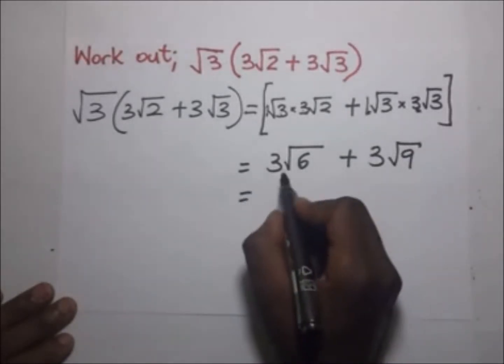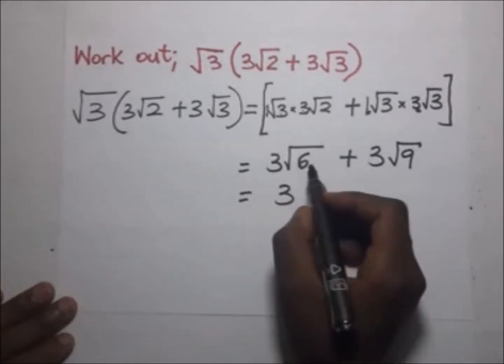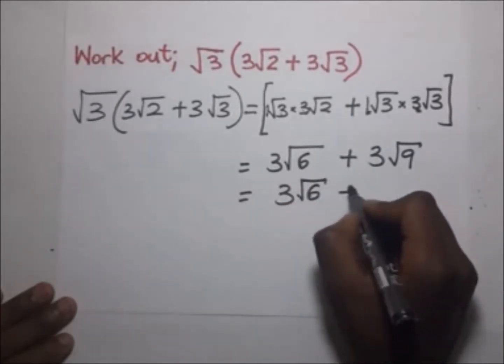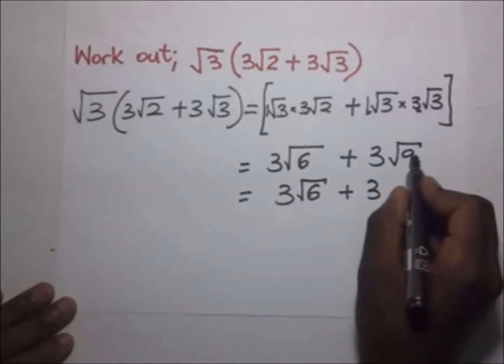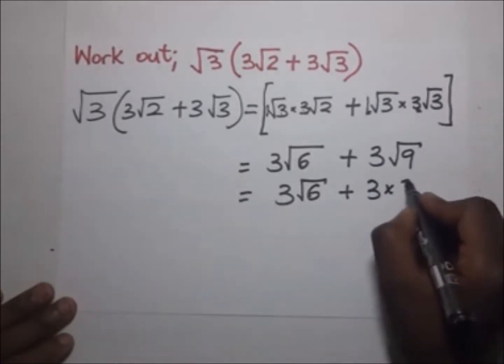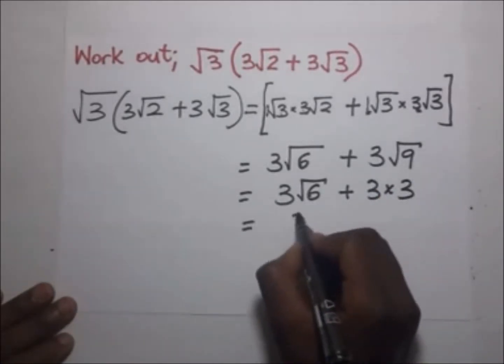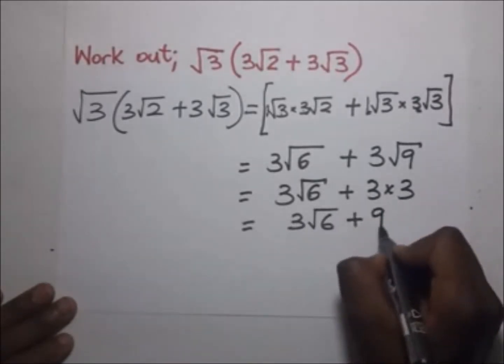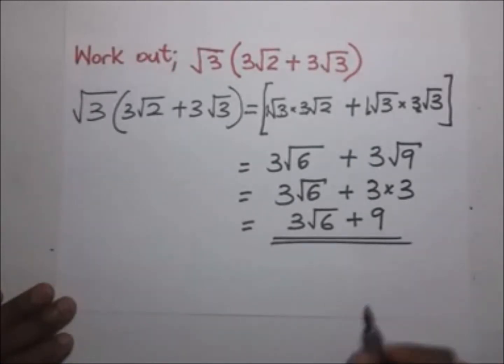So definitely here it's going to become 3 root 6. Now the square root of 6 we do not know, so it's root 6, plus this is 3 times root of 9, which is 3, so 3 times 3. So our answer is going to be 3 root 6 plus 9. And this is our answer.